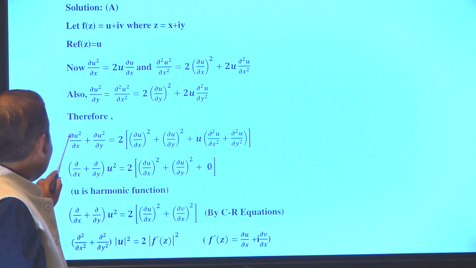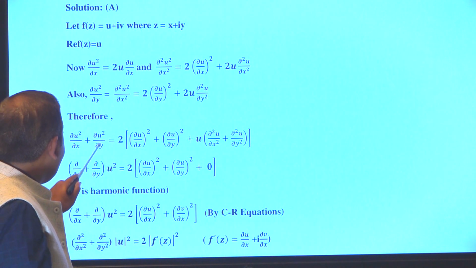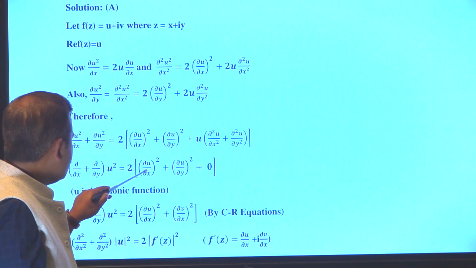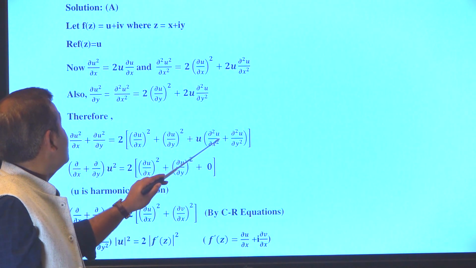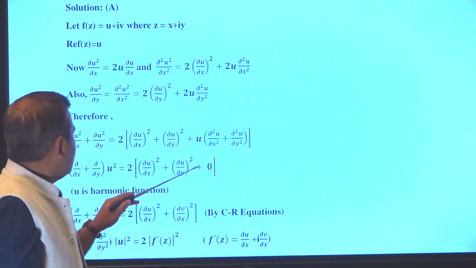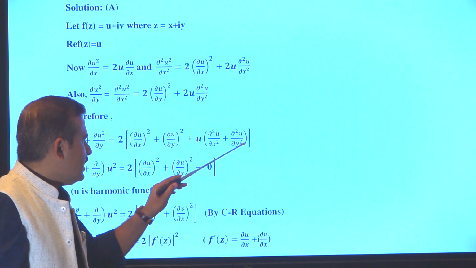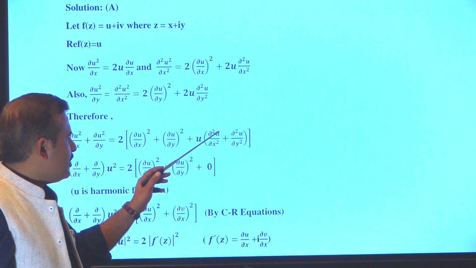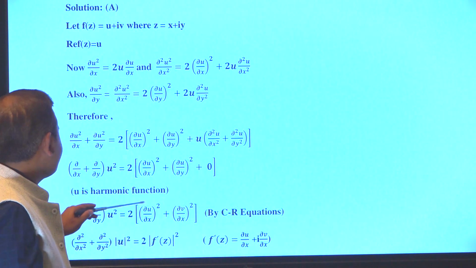So, the left-hand side can be written as 2 outside, (∂u/∂x)² + (∂u/∂y)², plus 2u times (∂²u/∂x² + ∂²u/∂y²), and this part becomes 0, because u is a harmonic function. It is a harmonic function because it satisfies the Laplace equation, that means u should be a harmonic function. So, this part is 0.